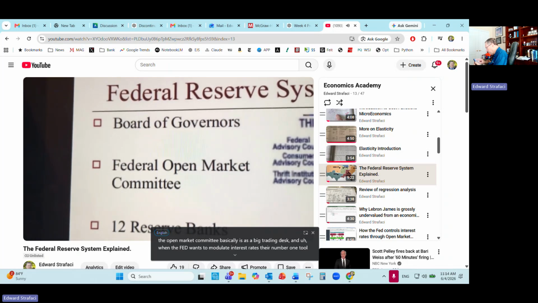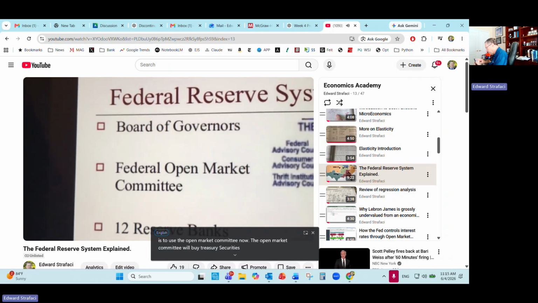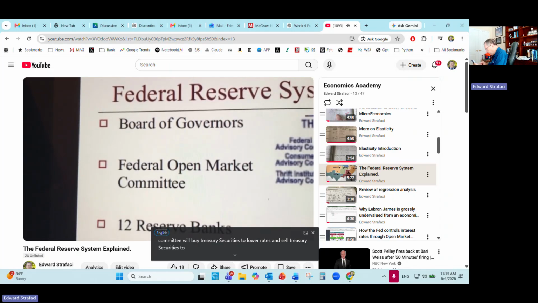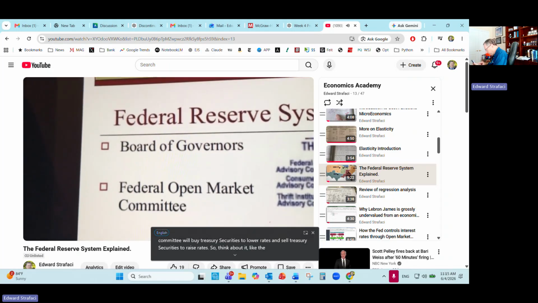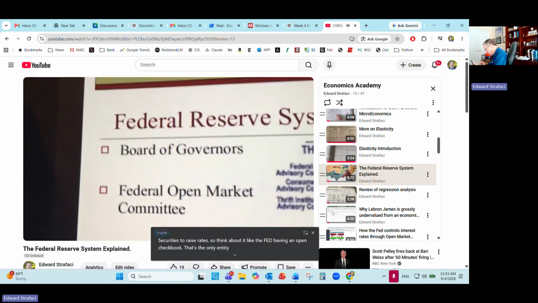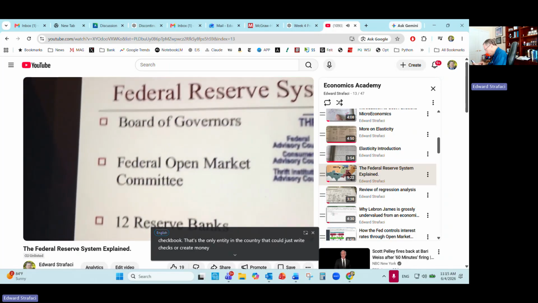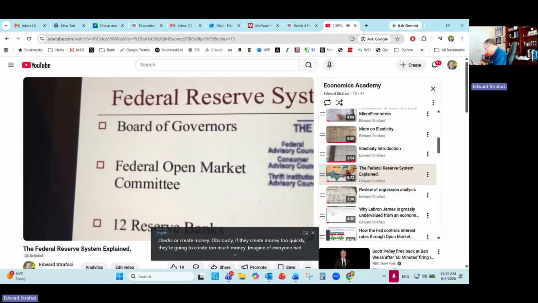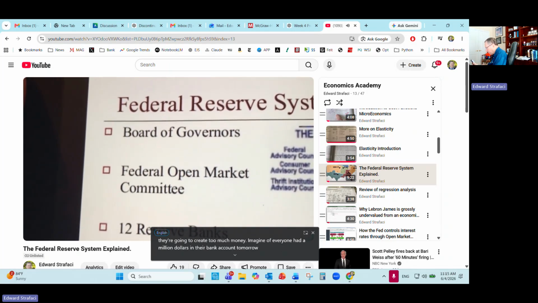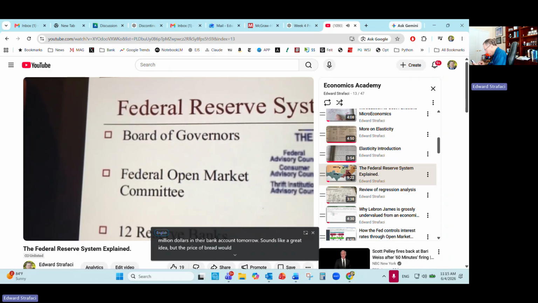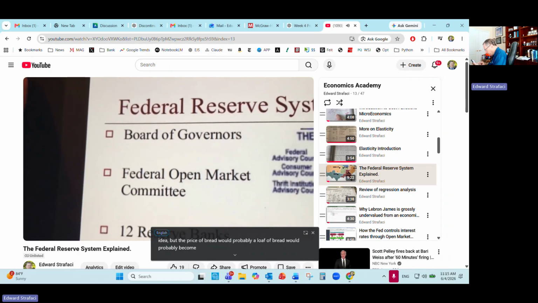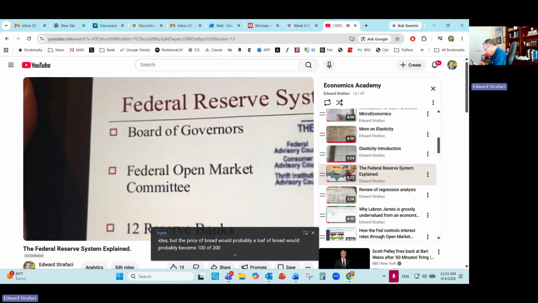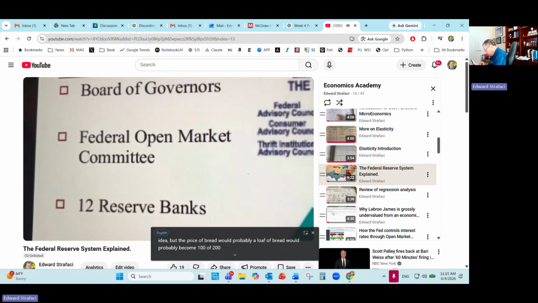Now, the Open Market Committee will buy Treasury securities to lower rates and sell Treasury securities to raise rates. So think about it like the Fed having an open checkbook. That's the only entity in the country that could just write checks or create money. Obviously, if they create money too quickly, they're going to create too much money. Imagine if everyone had $1 million in their bank account tomorrow. Sounds like a great idea, but a loaf of bread would probably become $100 or $200 because there'd be too much money chasing too few goods. That's a dramatic example of what inflation means in an economy.